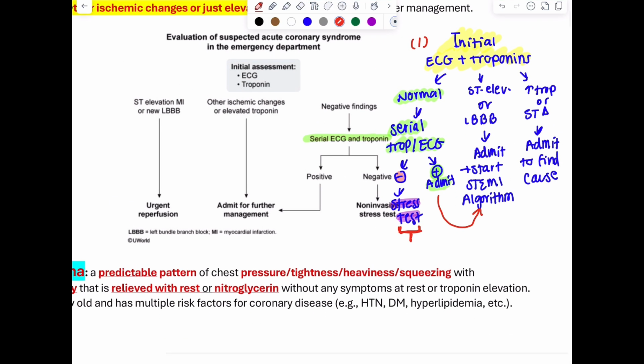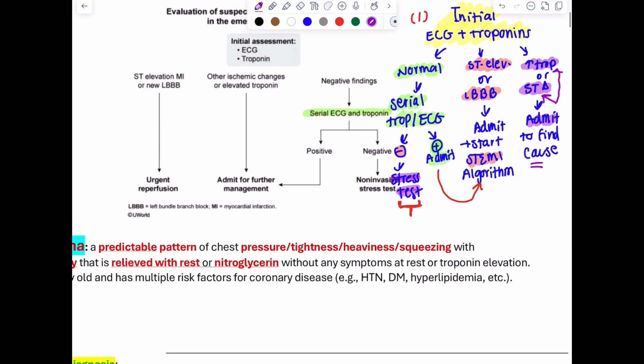Okay. The other option that you're going to get is that you see ST elevations or a new left bundle branch block. These both meet the criteria for STEMI, so you admit them and start the STEMI algorithm that we're going to discuss in a little bit. Let's say your patient gets elevated troponins without ST changes, or simply random ST changes that are not essentially ST elevations. You still admit, because you want to figure out, why is this patient getting elevated troponins? Why is this patient getting random ST changes? You still want to admit.